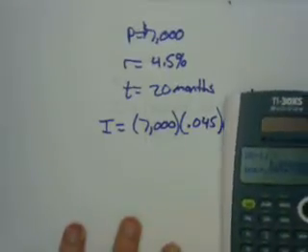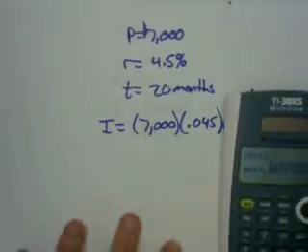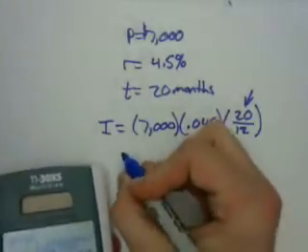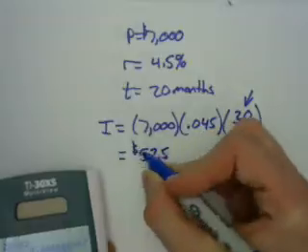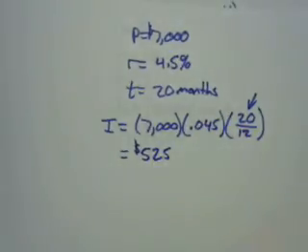I'm just doing this on my little trusty calculator. What do I get? 525. So they would owe $525, whoever I loan that money out to, in addition to the 7,000, because I'd want my 7,000 back. I just wouldn't be like, here's $7,000 for $525, you know.